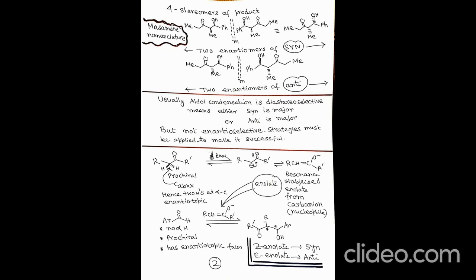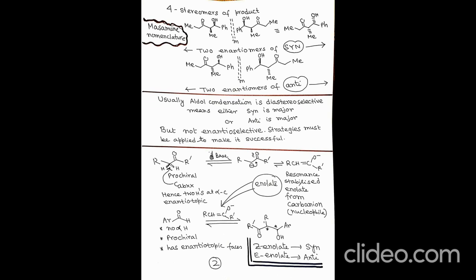Now when they are allowed to react with the base, alpha hydrogen abstraction leads to the resonance stabilized carbanion, meaning the enolate. Now this enolate is allowed to react with the second component of the carbonyl compound, which does not have any alpha hydrogen, like benzaldehyde. Now this compound is also a prochiral molecule, and it has enantiotopic faces, meaning the C double bond O of the second component has enantiotopic faces.